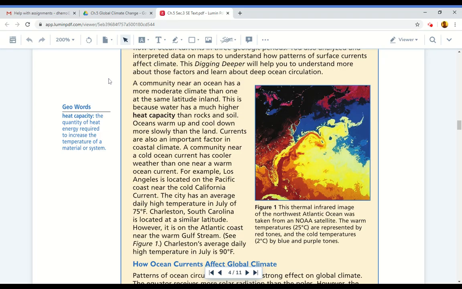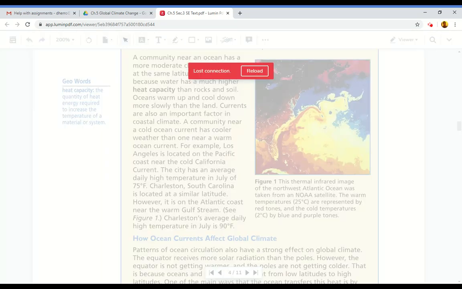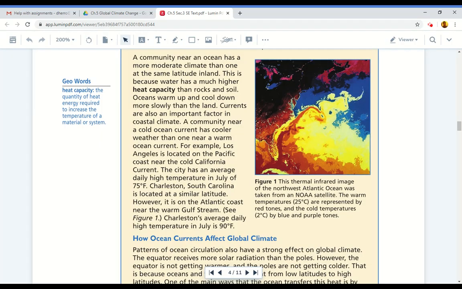A community near an ocean has a more moderate climate than one at the same latitude inland. This is because water has a much higher heat capacity than rocks and soil. Oceans warm up and cool down more slowly than the land. Currents are also an important factor in coastal climate. A community near a cold ocean current has cooler weather than one near a warm ocean current.